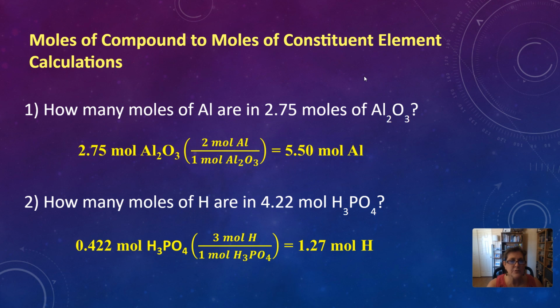4.22 moles H3PO4 times 3 moles of hydrogen in 1 mole of H3PO4. Moles of H3PO4 cancel, and we're left with 12.7 moles hydrogen. Pretty easy problem.